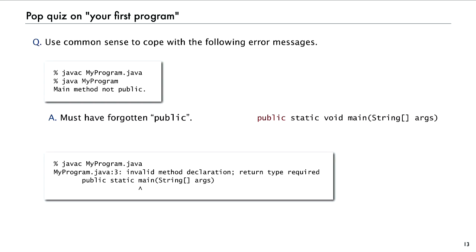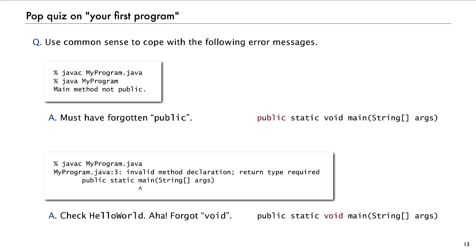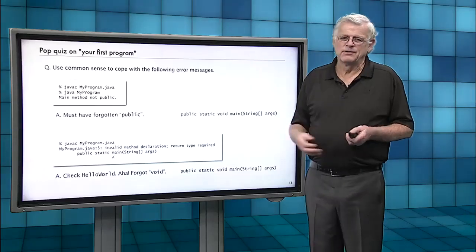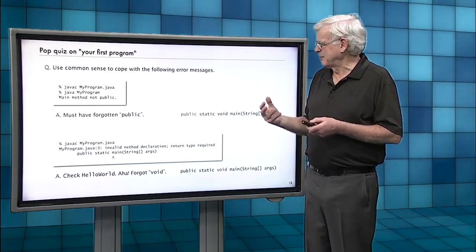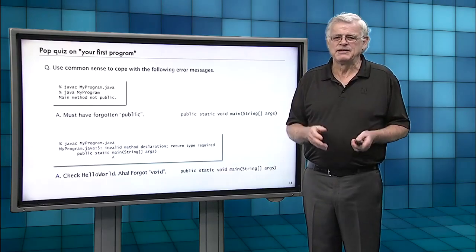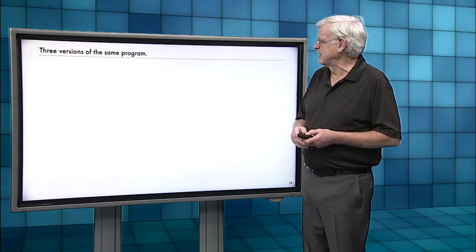Well, in these cases, the first one is pretty clear. It must have forgotten the word public, and that's why it's telling you what to do, so you put in the word public. This other one's a little more complicated. We go back to hello world.java to see what it says and match against it. Oh, we forgot to put the word void. Not sure what that means, but need the word void. So you'll get a few error messages like this at the beginning, and then you realize that really you need to type in the exact text that we give in the template.